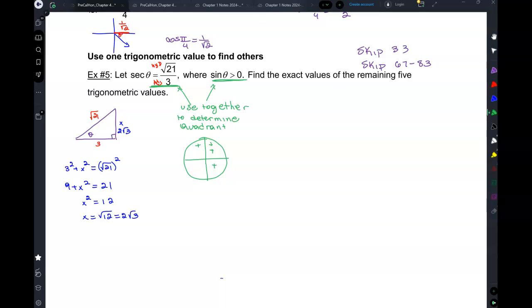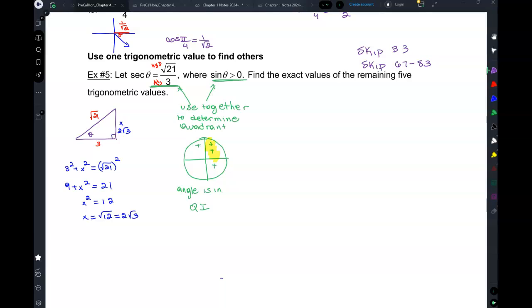When you do this, there's going to be one quadrant where you're going to have two symbols in there. Okay, there's always going to be one quadrant with two symbols in there. In this case, it happens to be quadrant 1. So we know that the angle is in quadrant 1.